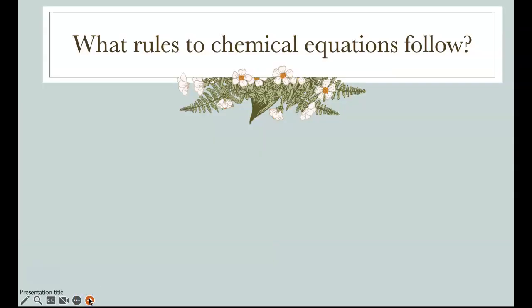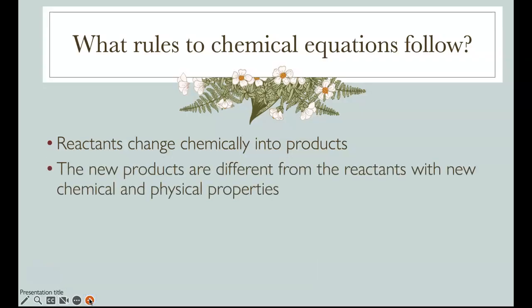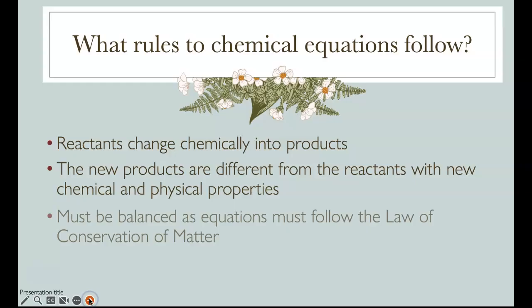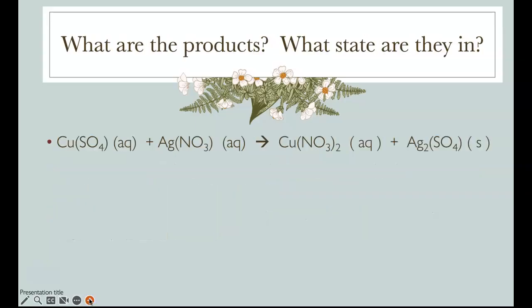Again, remember the rules that these chemical equations follow. The reactants have to change chemically into products. If it's a physical change, we don't usually use a chemical reaction to show that. The products are different from the reactants with new chemical and physical properties, and they must be balanced so that they follow that fundamental law of the universe, that conservation of matter or mass.